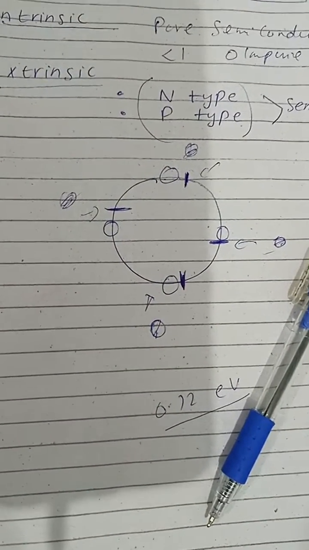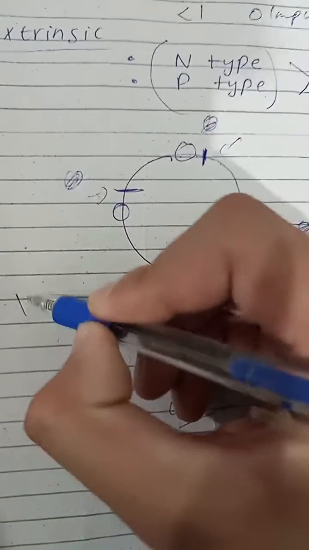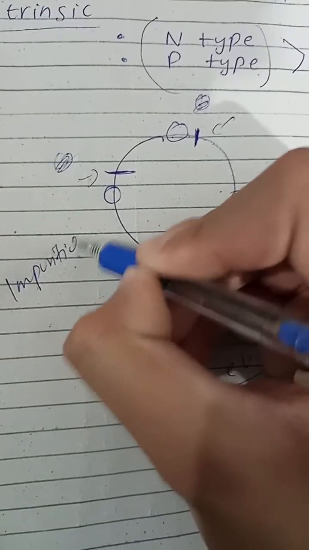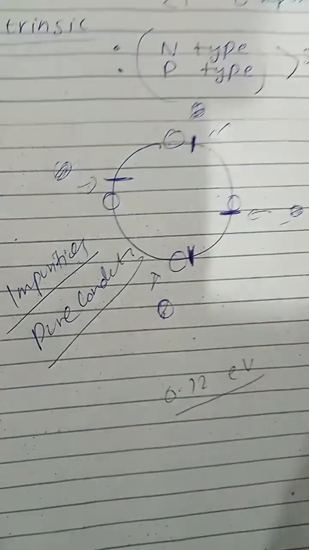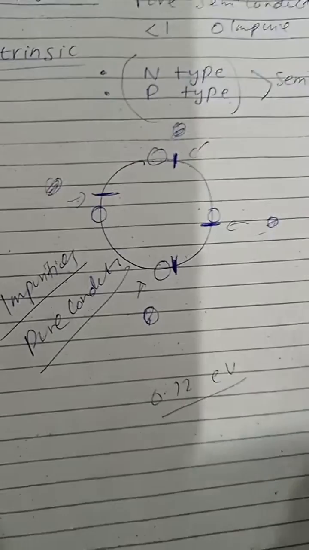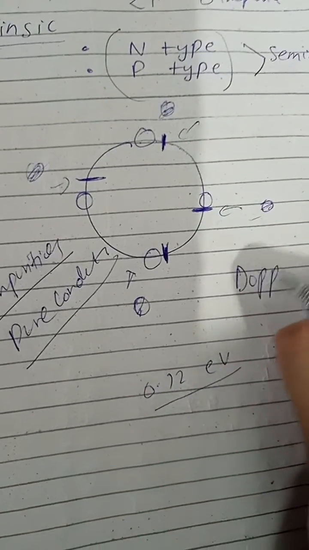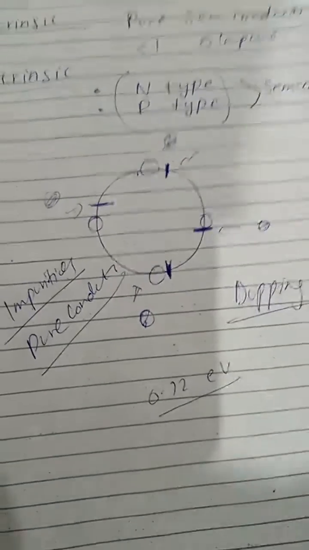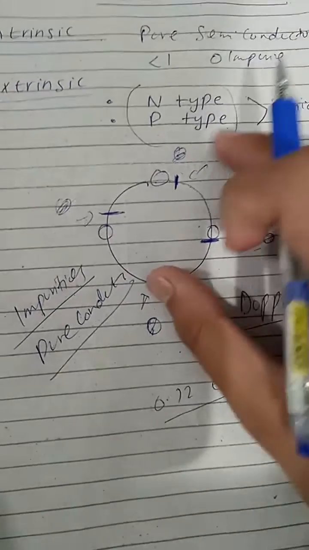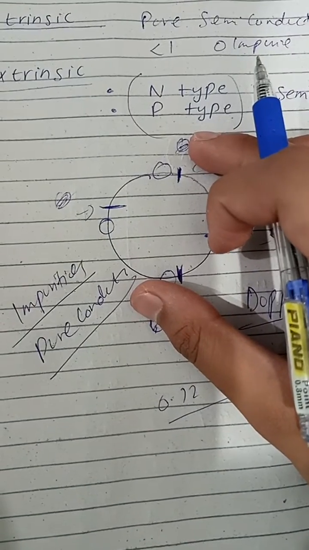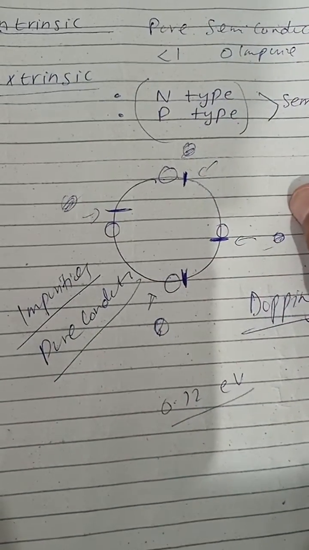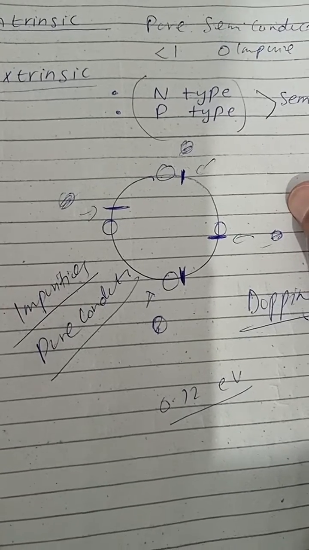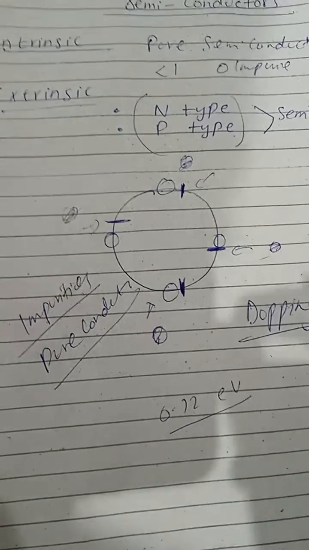So actually, if we add things, we do doping there. Doping is a process which causes impurities in this pure conductor actually. This is called the doping process. So doping is a process where you add some impurities into this whole substance. Like this is pure silicon, but now you're going to add impurities actually. So how the doping works, we're going to study now.